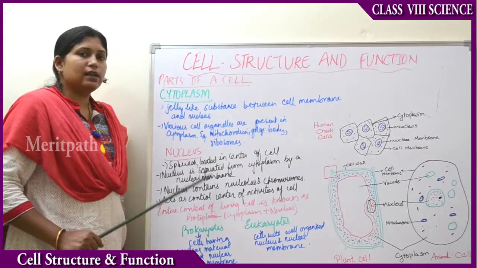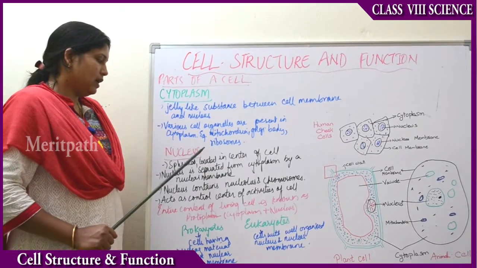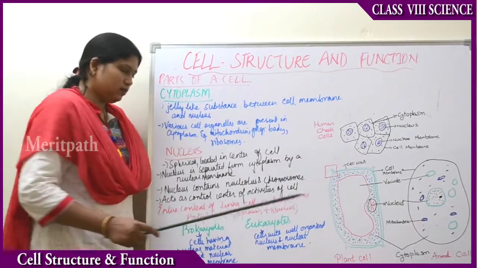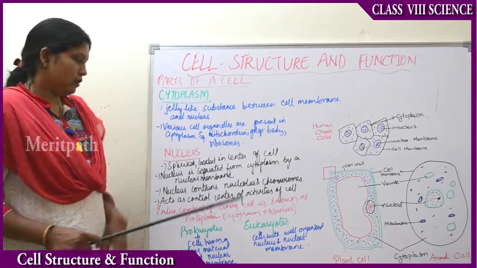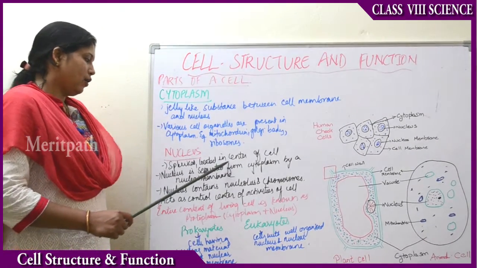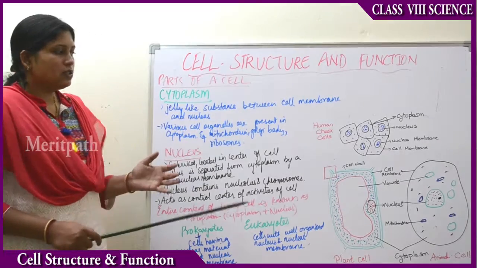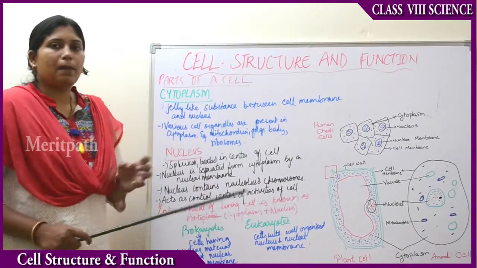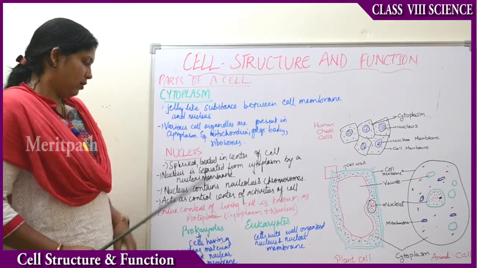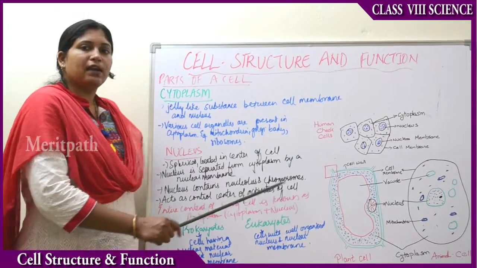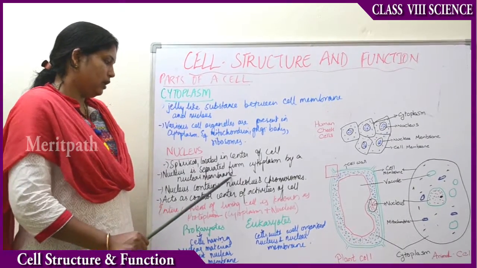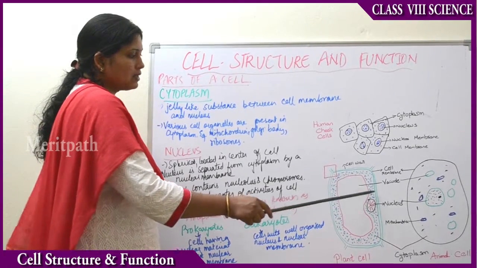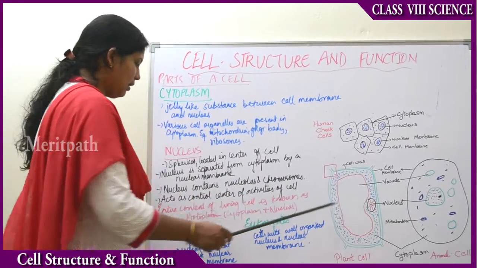The next part of the cell is the nucleus. The nucleus is spherical and centrally located. It is the central part of the cell. This nucleus is separated from the surrounding cytoplasm by a membrane called the nuclear membrane.